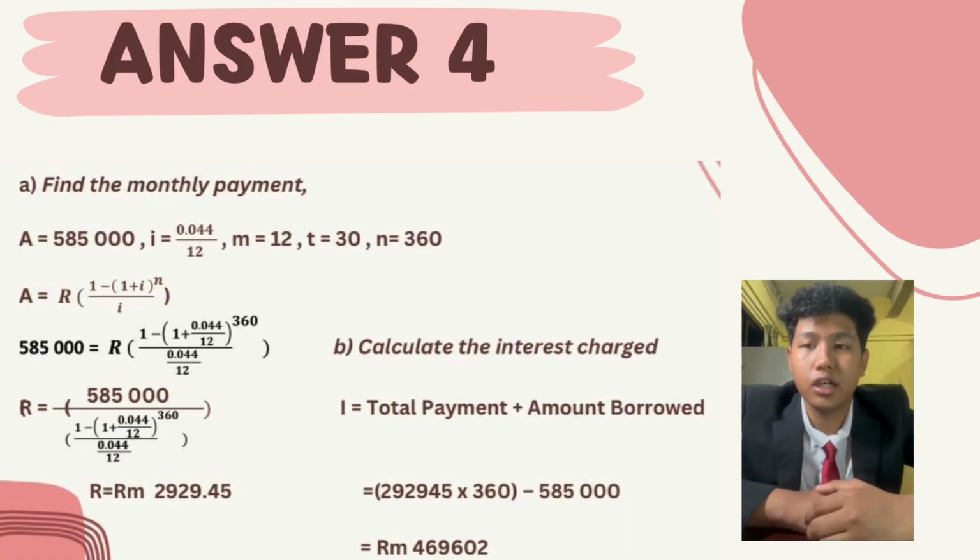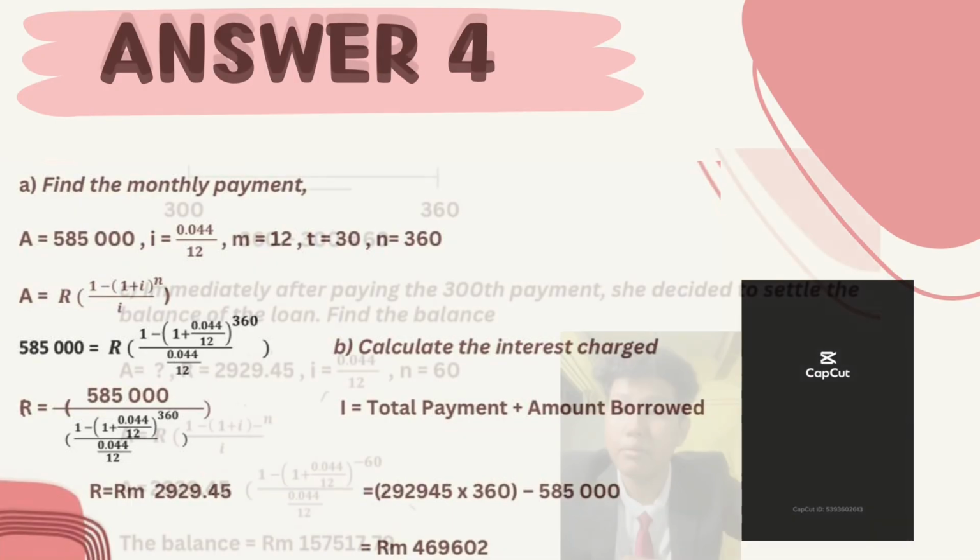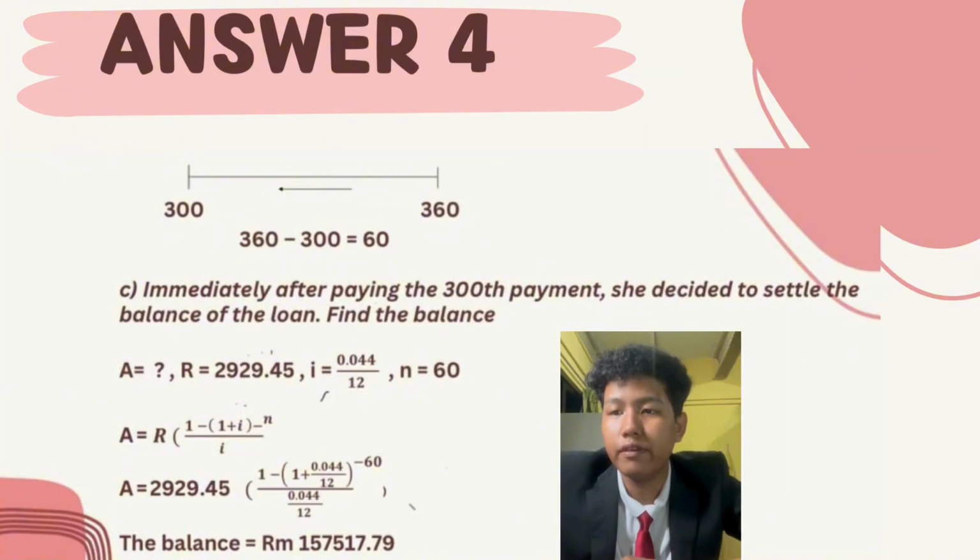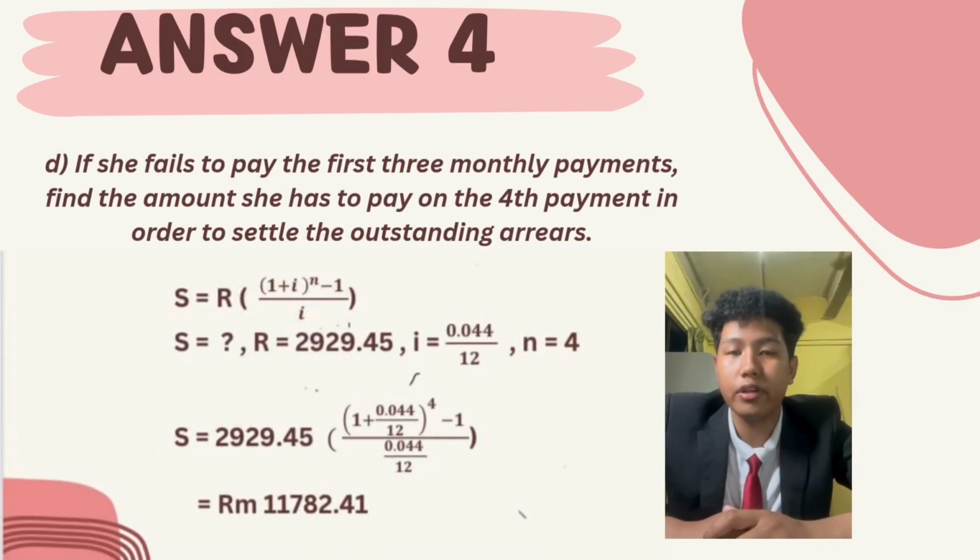So let's move to question B. Calculate the interest charge. Interest equals total payment minus amount borrowed. So bracket 2,929.45 multiplied by 360 bracket minus 585,000. So the answer is 469,602 ringgit. The balance is 157,517.79 ringgit. And 11,782.41 ringgit.